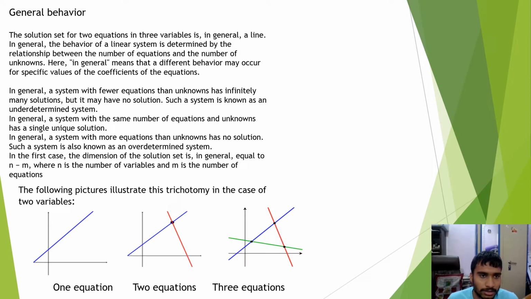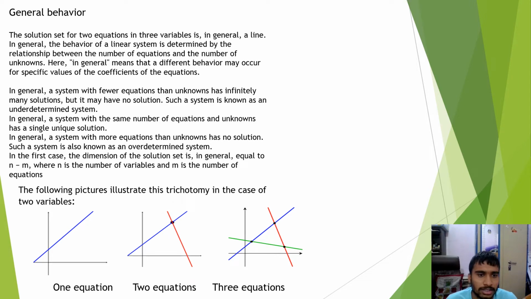The solution set for two equations in three variables. Now we'll look at the general behavior. The solution set for two equations in three variables is in general a line. In general, the behavior of a linear system is determined by the relationship between the number of equations and the number of unknowns. Here, in general means that a different behavior may occur for certain values of the coefficients of the equations.